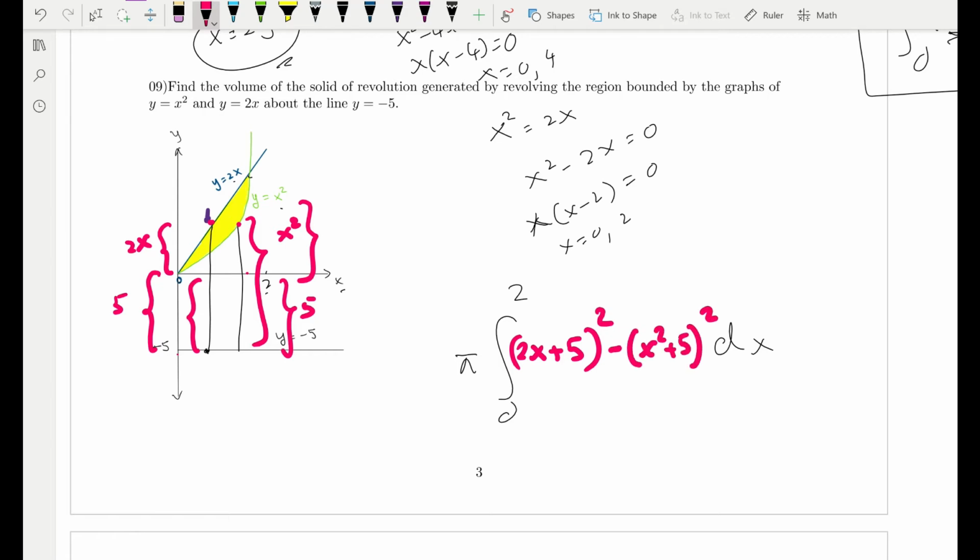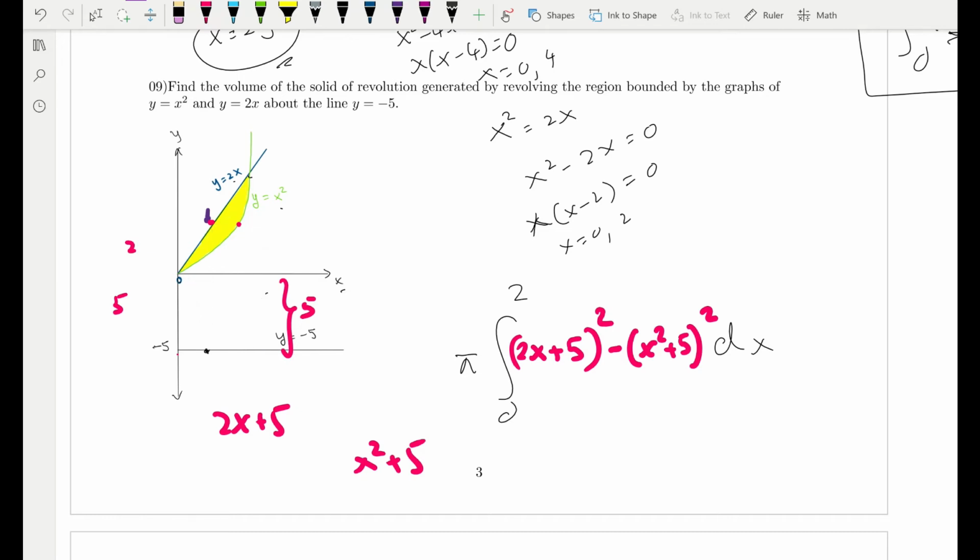That's the second radius. The larger radius is 2x plus 5. The smaller radius is x squared plus 5. Okay, so let me erase this stuff and show it to you. The larger radius, let's draw it in red color. That's the larger radius. The shorter radius is this. Right next to each other, right? So for the length of both of them, you have to add 5.